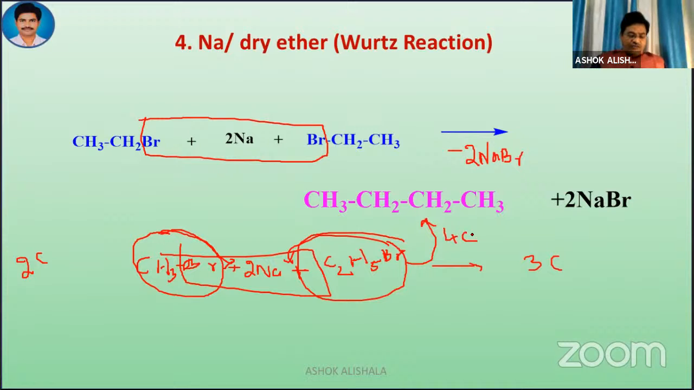Means when you use two different alkyl halides, you will get a mixture of alkanes. Minimum 3 compounds are formed, whereas when only one alkyl halide is used, you will get a pure compound, only one alkane is formed. This point you have to remember.